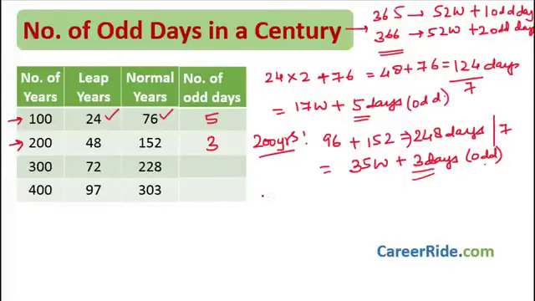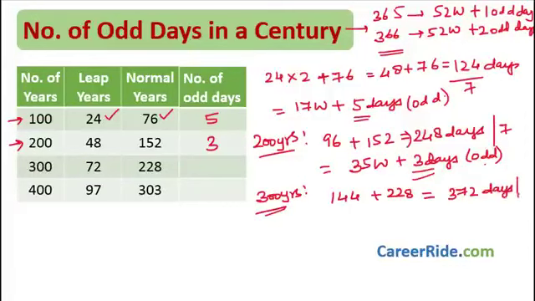Now what happens if I have a period of 300 years? I'll go in a similar way, right? So 72 I have got leap years. Now these can be converted into 144 odd days for these leap years plus 228 odd days for the normal years. This is equal to nothing but 372 days. I want to convert them into number of odd days. I want to find out how many number of odd days. So I'll divide by 7 and see what is the remainder.